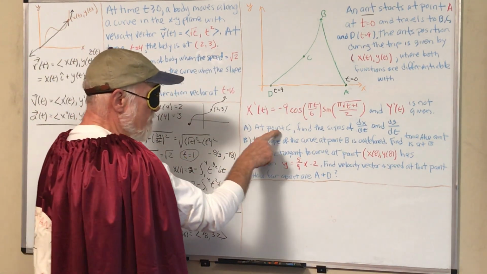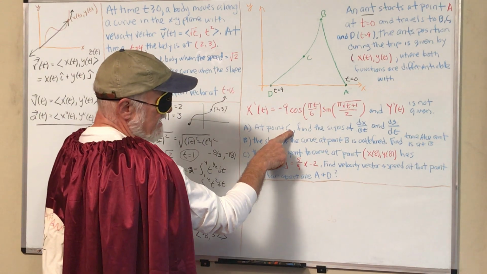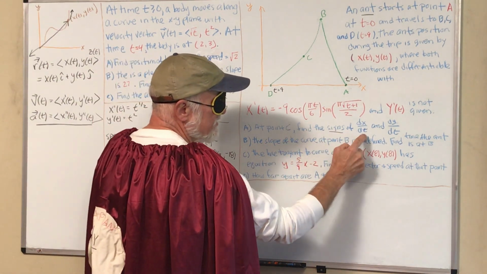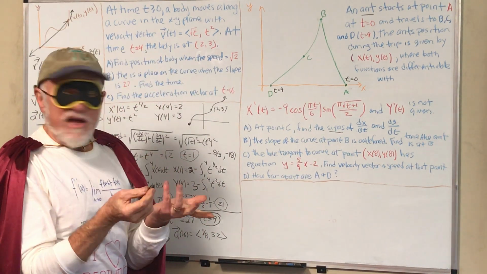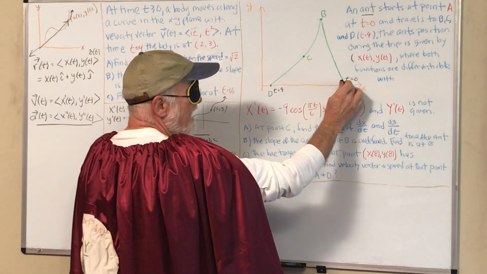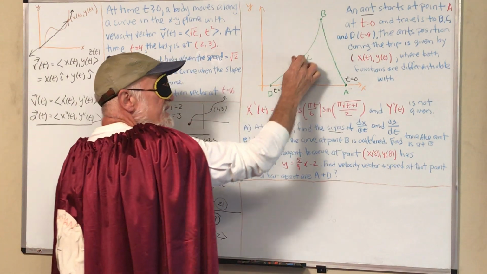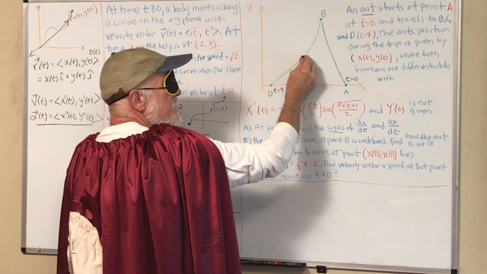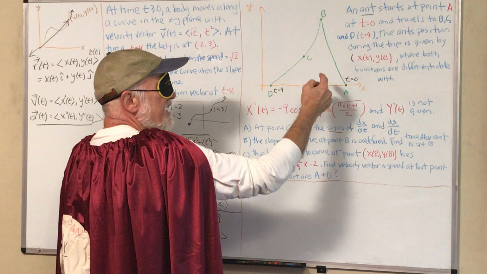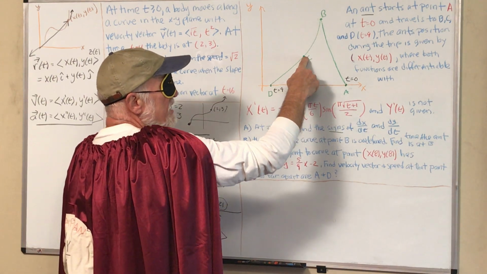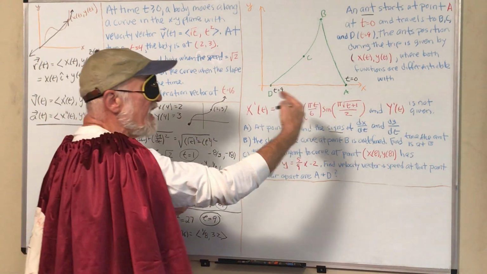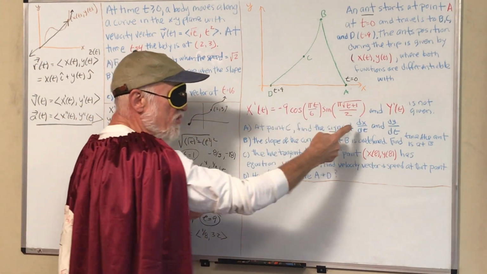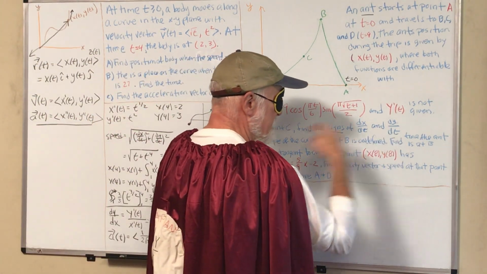It says, at point C, find the signs of dx dt and dy dt. On this, we don't have to do any calculation. We know the path is going like this and coming down like this. So at C, as time is getting bigger, both x and y are getting smaller. It's moving to the left and down. So we know that both of these are going to be negative.